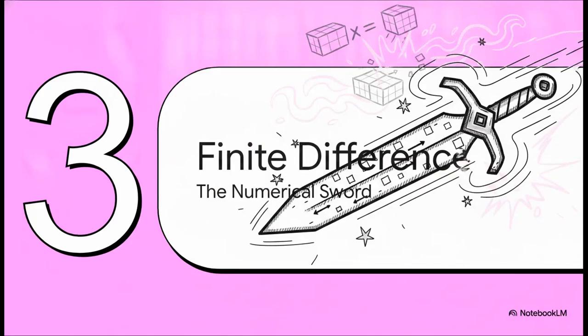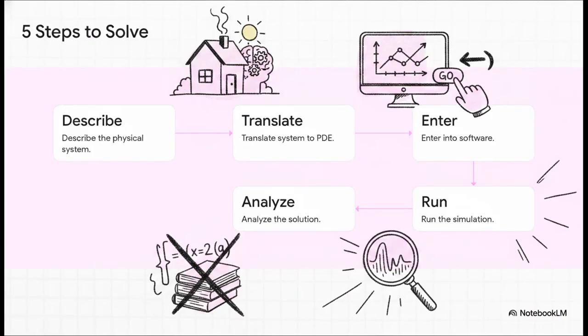So that takes us to Section 3, the finite difference solution. Now that we're no longer terrified of the equation itself, how do we actually go about solving it? Well, let me introduce you to our magic sword, the finite difference method. Dr. Kafer lays out these 5 incredibly simple, empowering steps to tackle any heat transfer problem like a modern 21st century engineer. First, you just describe your physical system in plain English. Second, you translate that into your PDE, your energy balance. Third, you punch that information right into your software. Fourth, you hit run. And fifth, you get to sit back and analyze the beautiful solution it spits out.